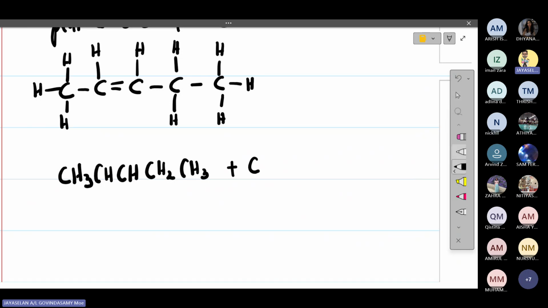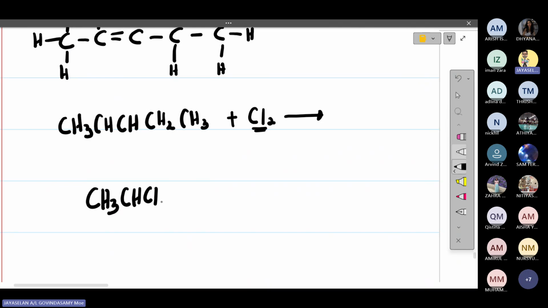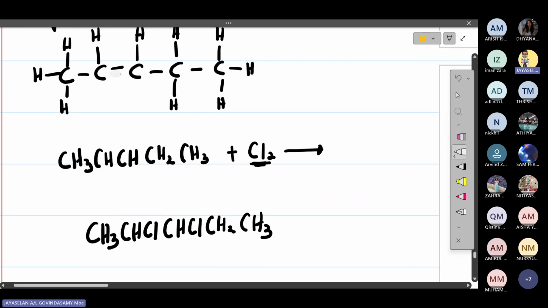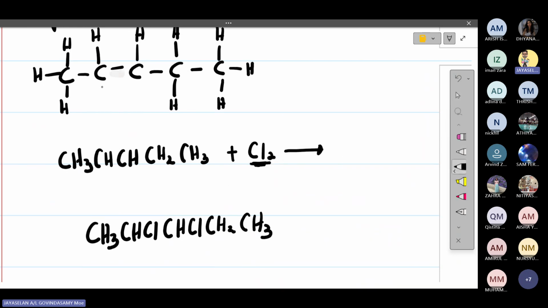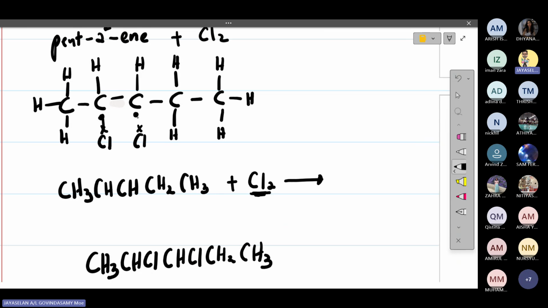Then reacted with chlorine. So when reacted with chlorine, I do it here. So CH3, CH, you take one chlorine, put here. Plus one more CH, you take one chlorine atom, put here. Then CH2, CH2, the last one CH3, settle. Any question? Why does this thing occur? Because here got 2 electrons. So during chemical reaction, one electron moves here, one electron moves here. So the chlorine atom breaks and attaches, the chlorine atom breaks and attaches. Because a chlorine atom needs one electron to achieve octet. Any question?